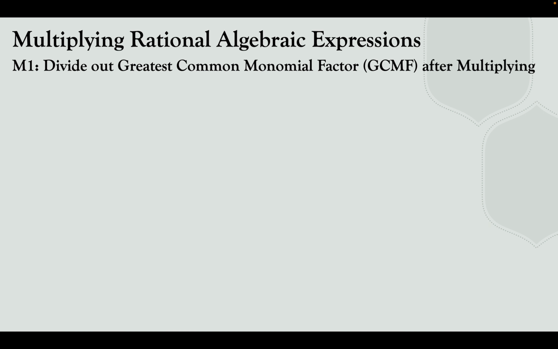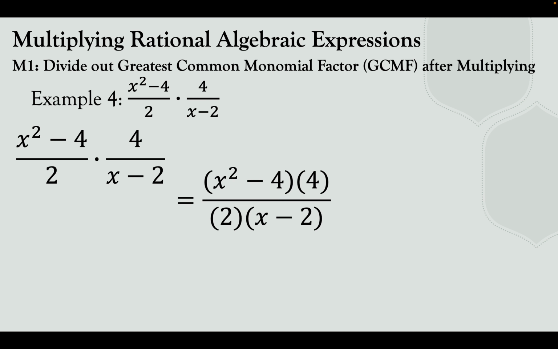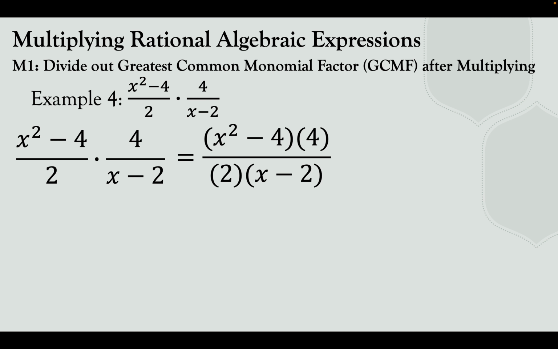Next, there are different methods also in multiplying rational algebraic expressions, especially polynomials that can be factored, or the rational algebraic expressions that can be factored out. So first, method 1, we divide out the greatest common monomial factor, or the GCMF, after multiplying. So we have here an example, x squared minus 4 over 2 times 4 over x minus 2. So for this one, we multiply.